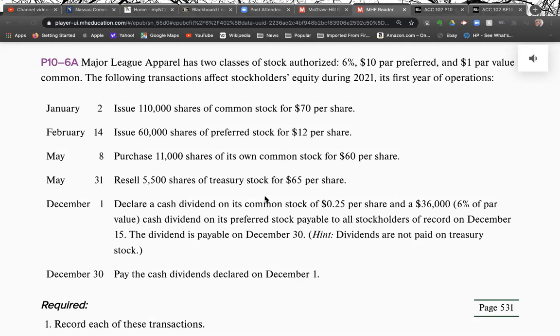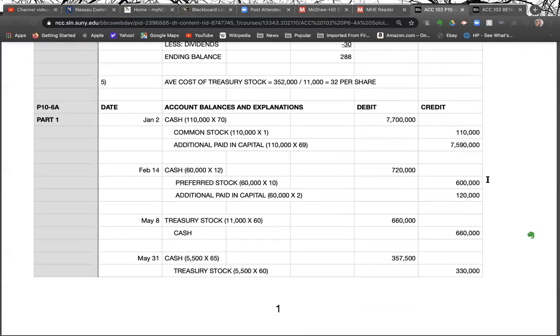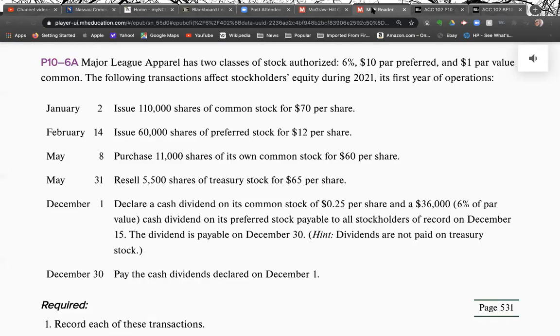Now, could we have calculated that number? Yeah, I mean, 6% of par value. What's par value on the preferred? If you go back to the second entry that we made, 600,000 times 6% is 36,000. So we could have calculated that number, but they had mercy and they gave us that number.